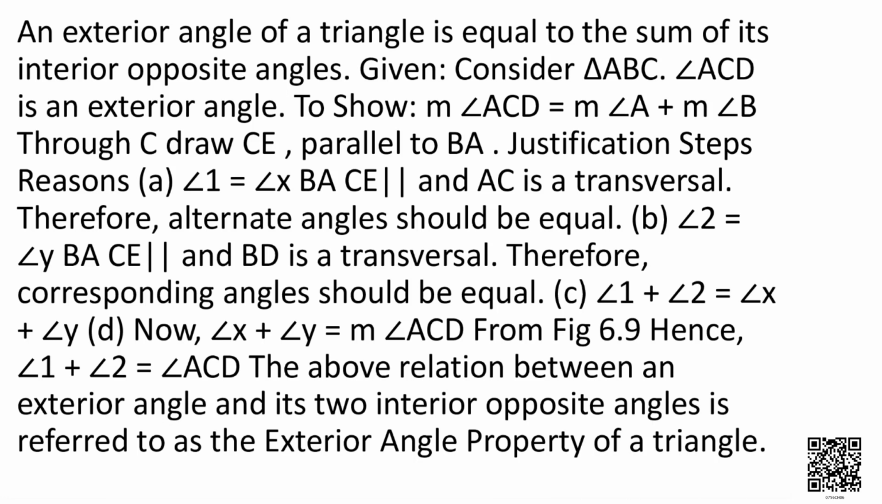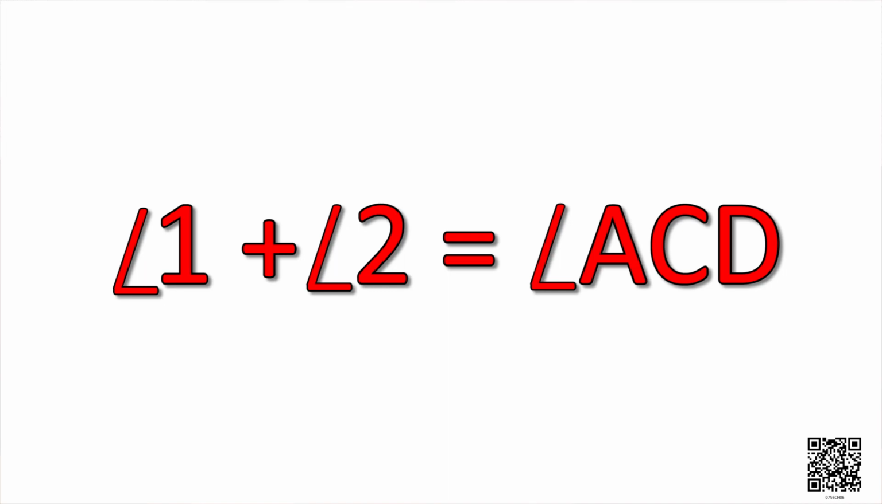So students, we can say that via this exercise, an exterior angle and its 2 interior opposite angles is referred to as exterior angle property of a triangle. That is, angle 1 plus angle 2 is equal to angle ACD. With this students, we are on to the angle sum property of a triangle.